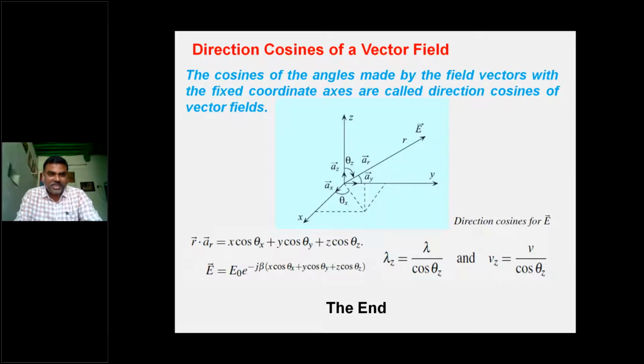R dot AR is x cos theta x plus y cos theta y plus z cos theta z. Theta x is the angle made with respect to the x axis, theta y is the angle made with respect to the y axis, and theta z is the angle made with respect to the z axis. And whatever that R is, that is the position vector or the line joining to measure the particular point, so where we have to find out the direction. Okay.